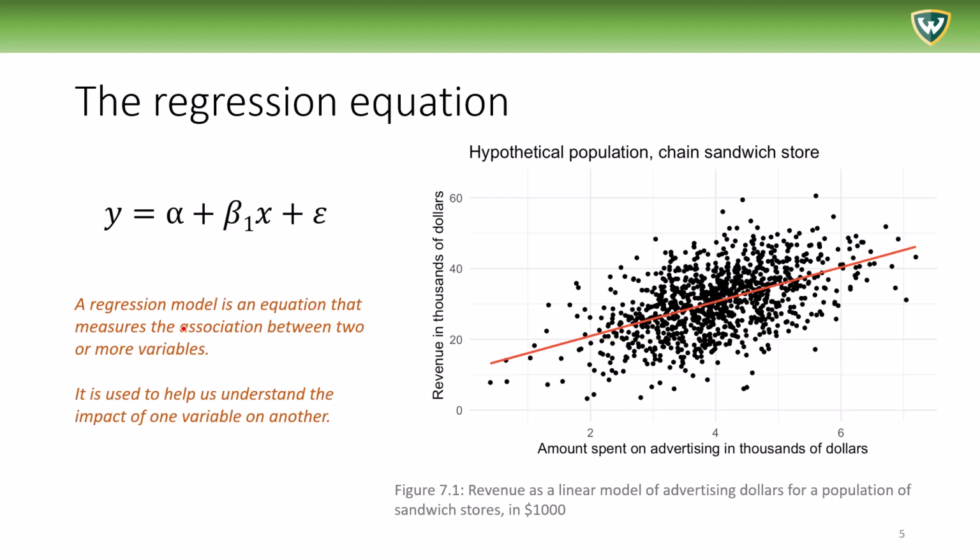So a regression model is an equation that measures the association between 2 or more variables. It is used to help us understand the impact of one variable on another. And we're beginning with a simple linear regression of only 2 variables. One, the predictor, here the X, and one, the outcome variable, the dependent.